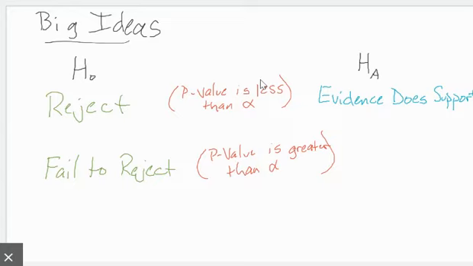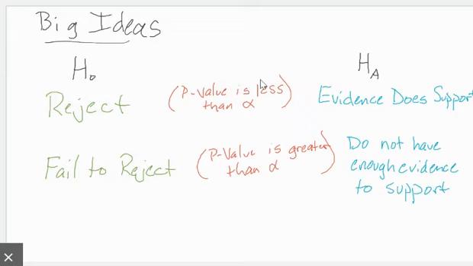But if we fail to reject the null, meaning we don't have enough evidence to reject the null, then in this case we do not have enough evidence to support the alternative hypothesis.